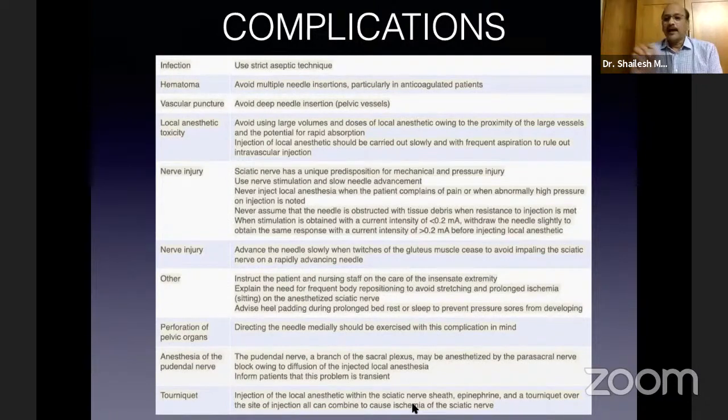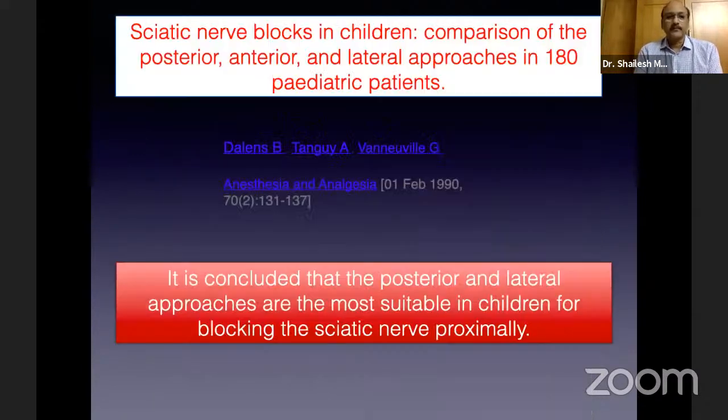Okay, then I never use adrenaline when I'm injecting sciatic. I usually use ropivacaine for a sciatic nerve block, or a combination of Sensorcaine and xylocaine without adrenaline. For any other nerve blocks I can use adrenaline, but not this. And a tourniquet also causes ischemia of the sciatic nerve.